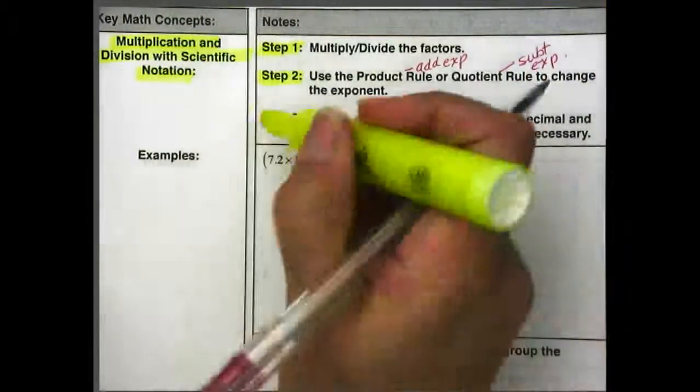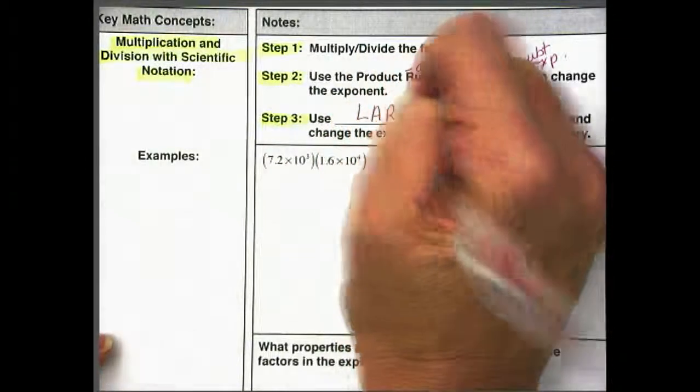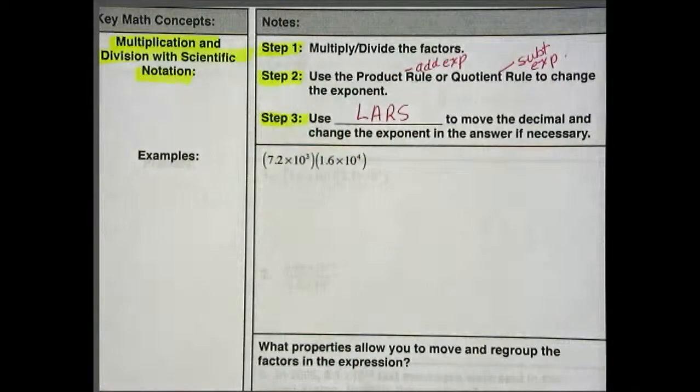And step 3, we're going to use LARS, L-A-R-S, to move the decimal and change the exponent in the answer if necessary. Okay, for sake of time here, I'm going to use a calculator, and we will start to use the calculator as well soon, now that we're starting to get integers. But I'm going to use the calculator. I'll still show you what I'm doing, but I'm going to check my work with that calculator.